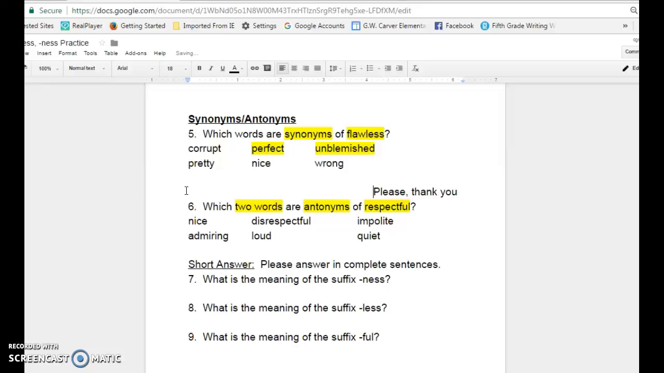We need the opposite of that. Okay? So we need the opposite. Picture the opposite of respectful. The opposite of respectful is going to be somebody that's pretty rude, right? I don't see rude in here, but I do see disrespectful, and I know that dis means not, right? So disrespectful would definitely be a good antonym. Impolite. Well, if you are respectful, you are polite. Im is another prefix that means not.